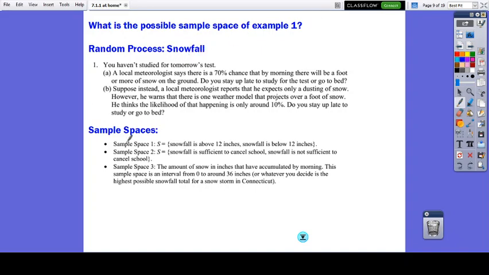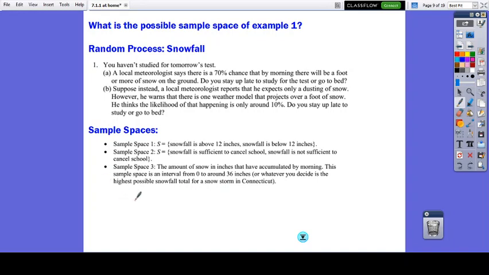Okay, so possible sample spaces, and it depends on how you look at the situation. You could have a sample space that talks about if the snowfall is above 12 inches or below 12 inches. So just two options. You could have a sample space that is the snowfall sufficient to cancel school or not sufficient to cancel school? So two options, but it brings school into the mix. And then the third could be the amount of snow in inches that has accumulated by morning. So this sample space is an interval from 0 to 36, or whatever you decide, you could have the numbers from 0 to 36. So lots of different options there.